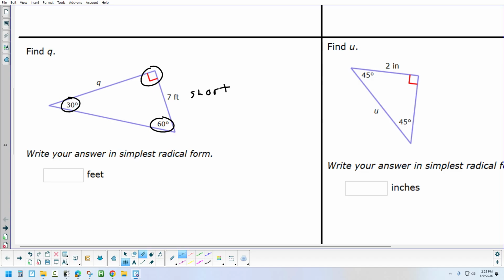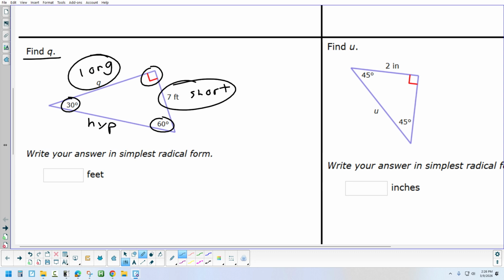How about the side that's labeled Q? Is that the long leg or the hypotenuse? Long leg. That's the long leg. And that means that the side across from the 90 is the hypotenuse. The directions say find Q. Q is the long leg. So we're going to go back and look at our formulas and see if we've got a formula that has long in it and short in it. The reason I'm using long and short is because long is what they want me to find, and short is what I know. I know the short is 7.